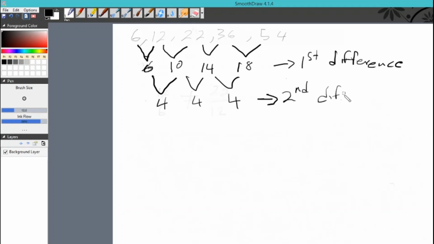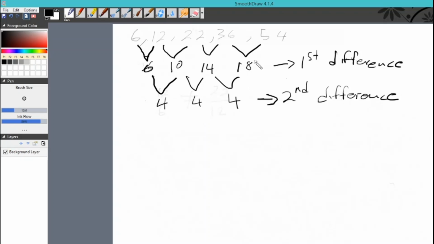This is our second difference, and it's constant. Because we have a constant second difference, this is a quadratic sequence. This here is a quadratic sequence because we have a constant second difference, right?